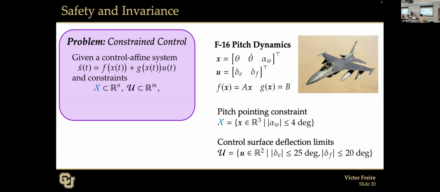Okay, so now we understand the classes of system that this problem applies to, and then we have the constraints on the state and on the input. So for the example of the F16, for example, the constraint is a pitch pointing constraint. So we want the flight path angle and the pitch angle to be well aligned. That's the state constraint, for example, that you could have. And also the input constraint in this example could be the control surface deflection. So the elevator and flaperon actuation limits. That's what we're going to call the state constraints and the input constraints.